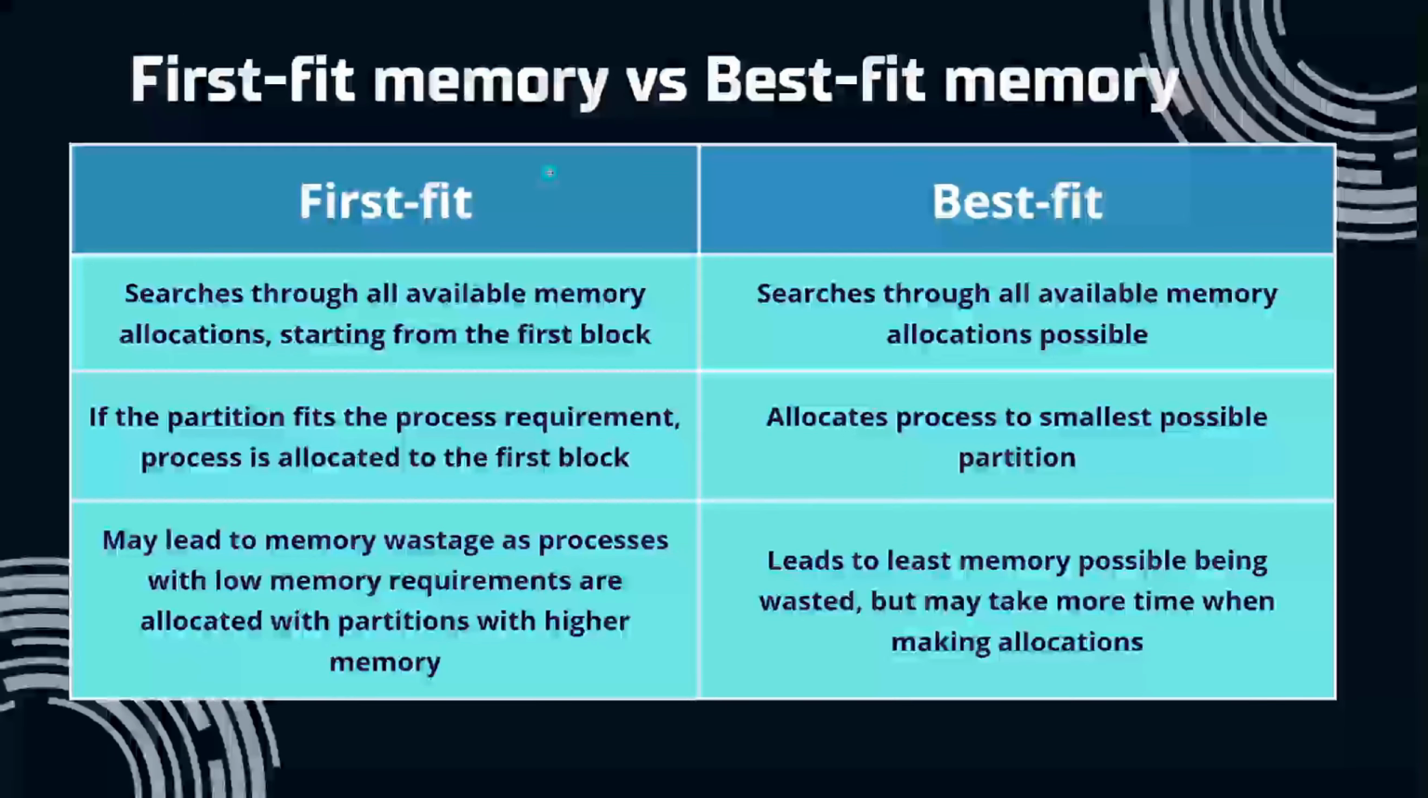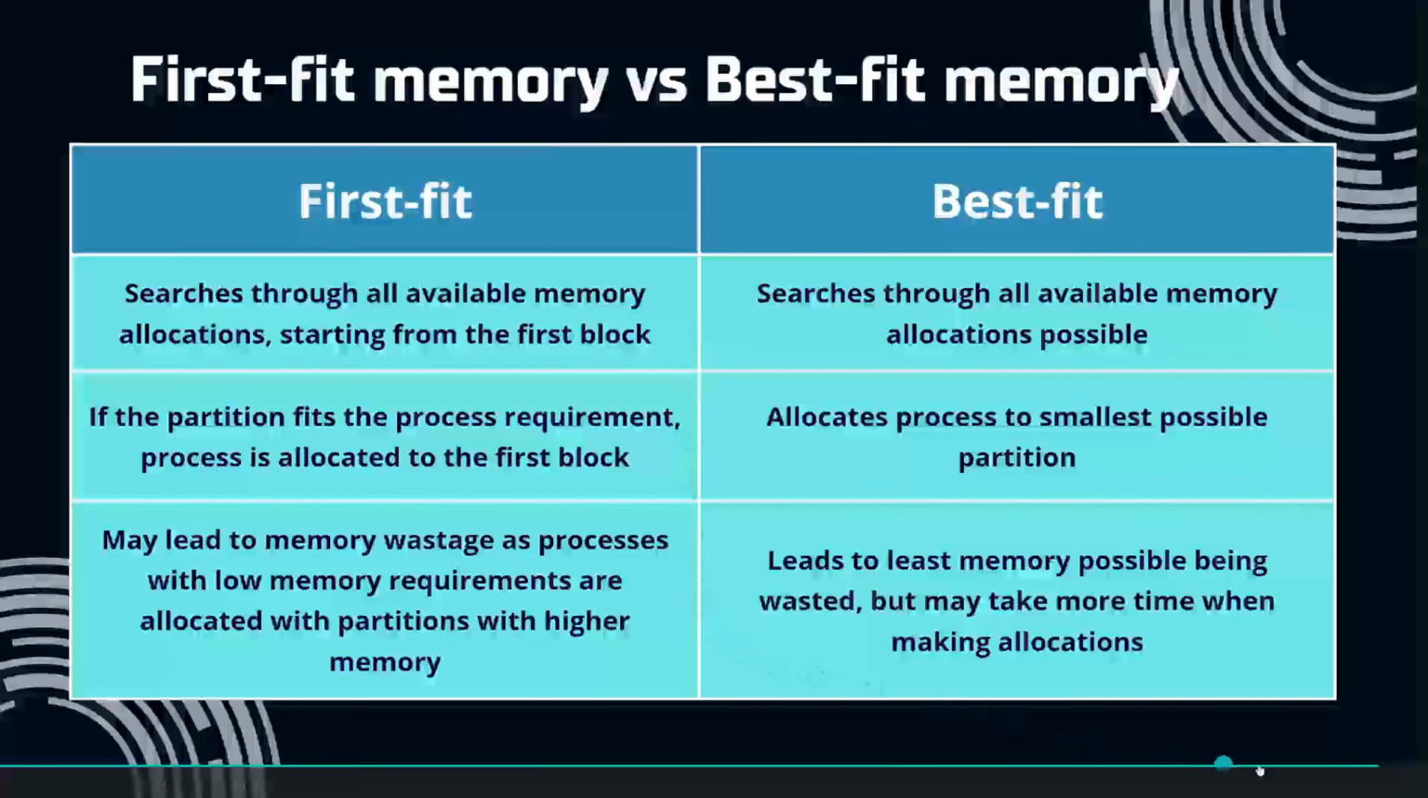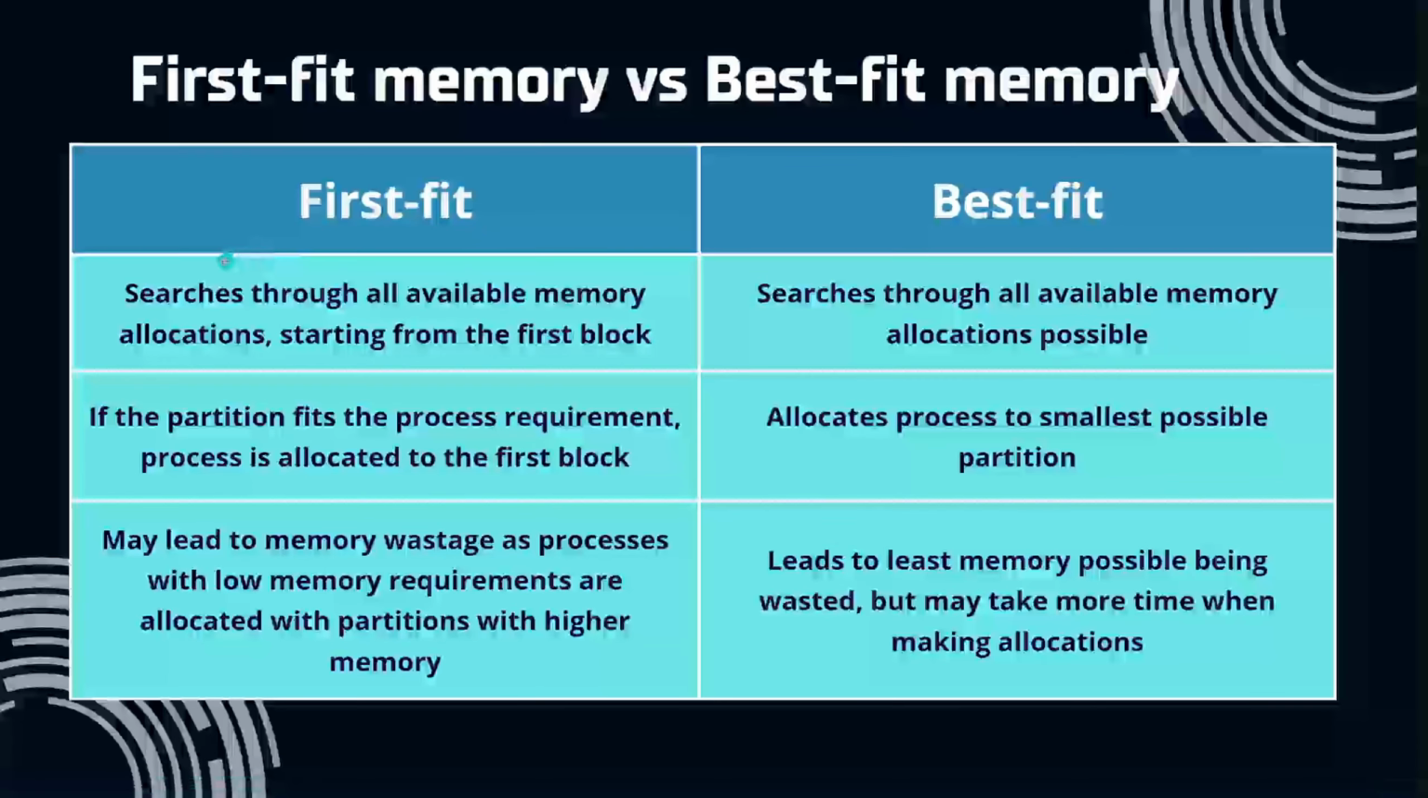Here we compare the first fit memory allocation and best fit memory allocation. Here on the left we have first fit, and on the right we have best fit. For first fit, it searches through all available memory allocations, starting from the first block. However, best fit searches through all available memory allocations possible. For first fit, if the partition fits the process requirement, the process is allocated to the first block. However, best fit allocates the process to the smallest possible partition. First fit may lead to memory wastage, as processes with low memory requirements are allocated partitions with higher memory.